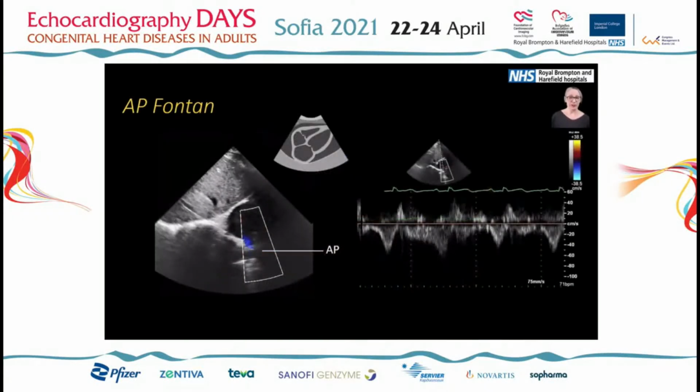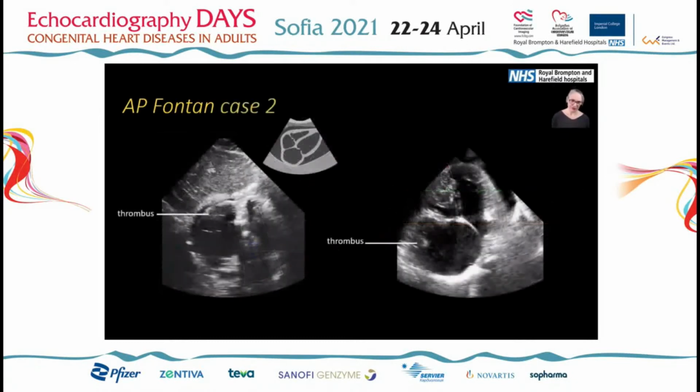We can also use other views. So this is a subcostal view. Again, remembering that the right atrial appendage is a very anterior structure. We go to subcostal 4-chamber, angle up anterior. We see this blue flow. Now, blue flow is going away from the transducer. That means this blood is leaving the right atrium, and we have a nice Doppler trace there as well.